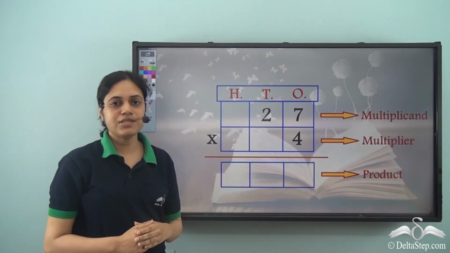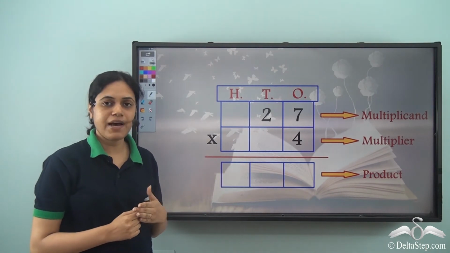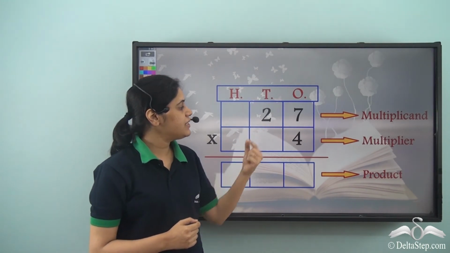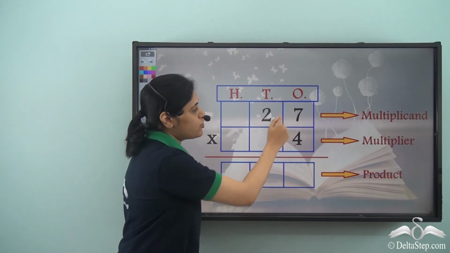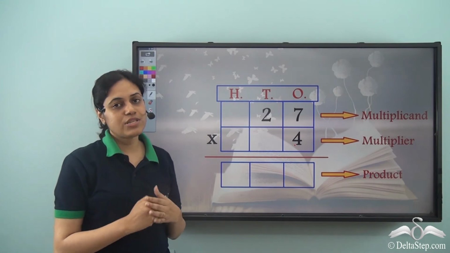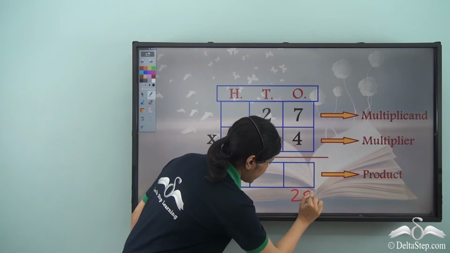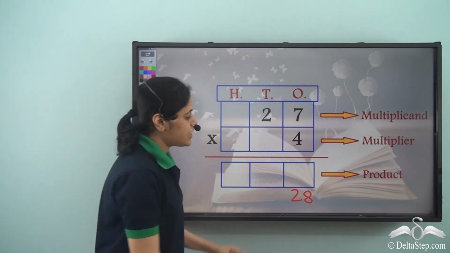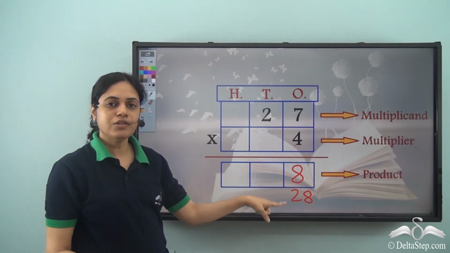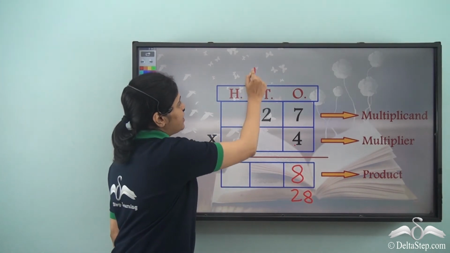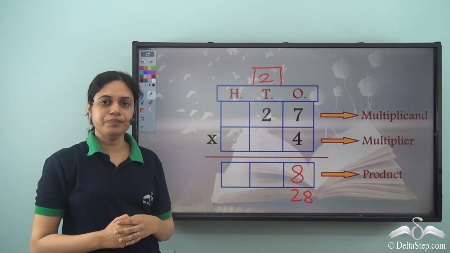Now let's do this. 27 into 4. So 4 is the multiplier. I need to multiply the individual digits by 4. What is 4 into 7? 4 into 7 is 28. I write 8 in the ones place. And what is carried over? 2. So I carry 2 to the tens room.